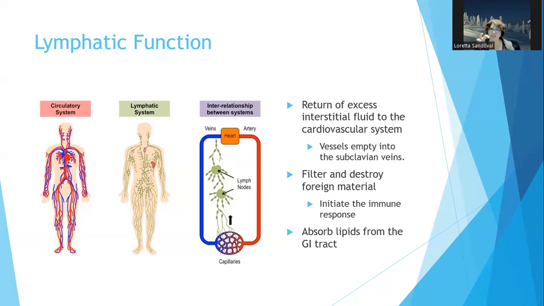The lymph nodes are like little filters. They are little filters, and they filter and destroy foreign material. A lot of white blood cells, a lot of macrophages hang out in the lymph nodes. That's like the macrophage lounge. They're hanging out, just waiting to see what foreign material they find, and they're going to initiate their immune response from there. The lymph system also absorbs lipids from the GI tract, so that's pretty important. So it runs hand in hand and side by side with the circulatory system.